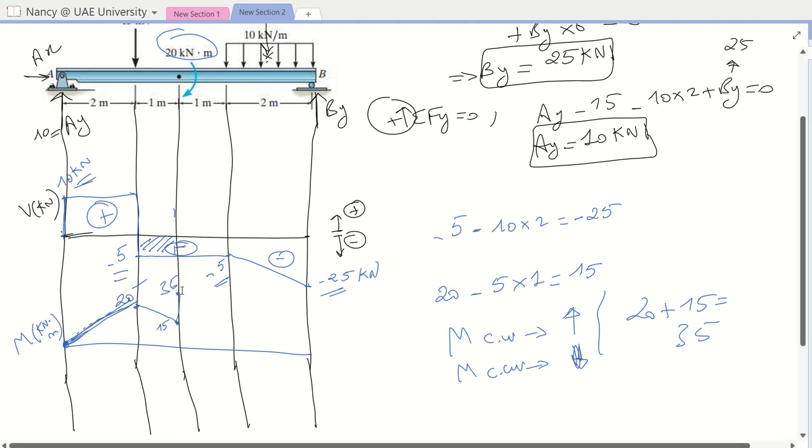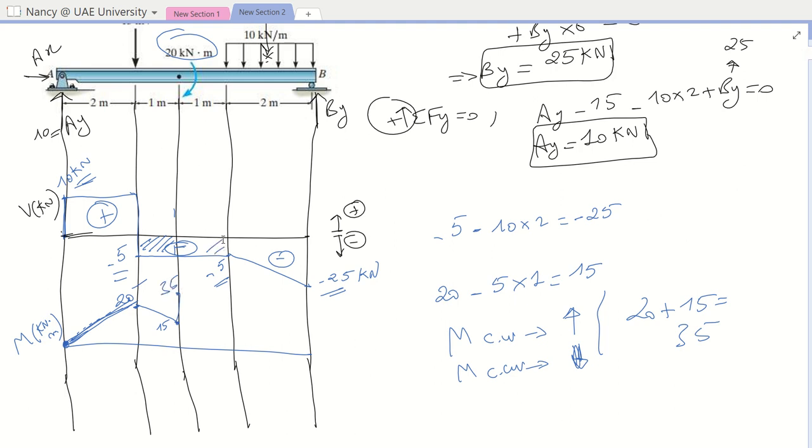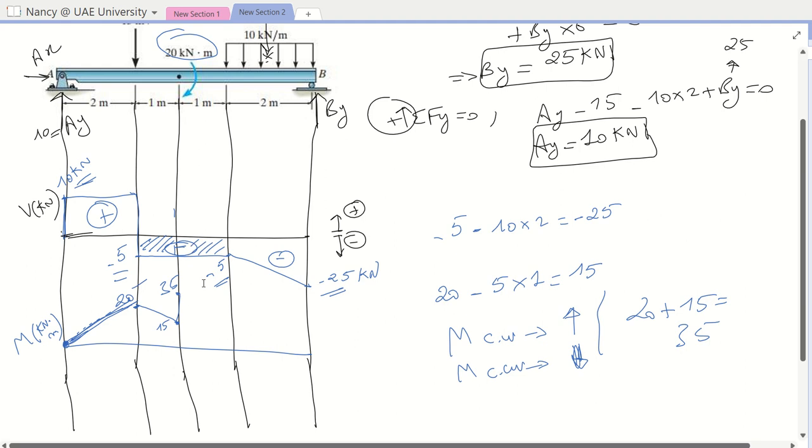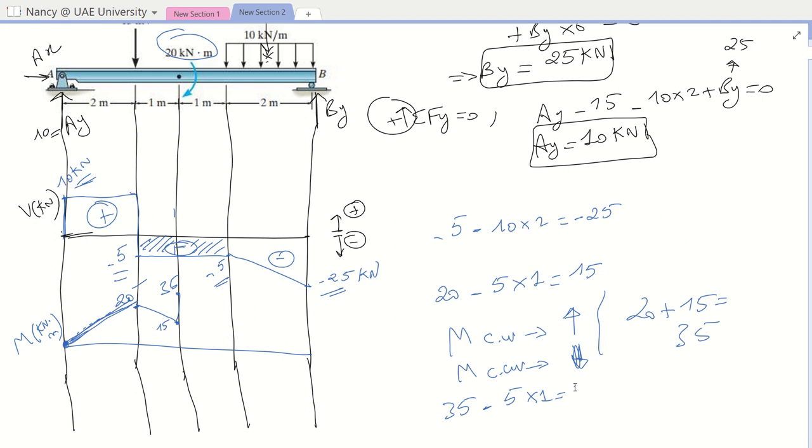So my point here will be 35 kilonewton dot meter. Then I have also here a negative area. So I need to do 35 minus 5 times 1. So I will get 30. So this point here is 30. And also it's a straight line because I have a rectangular area here.